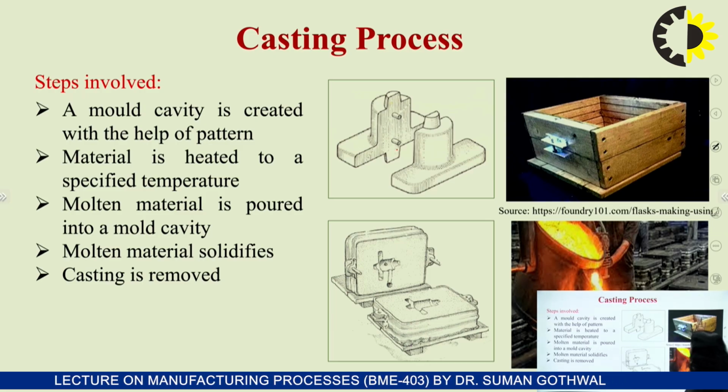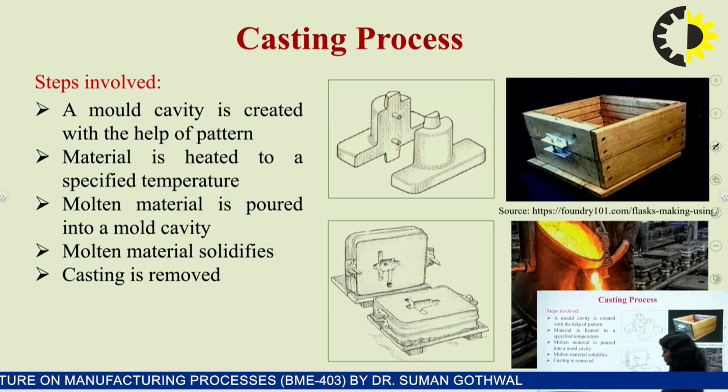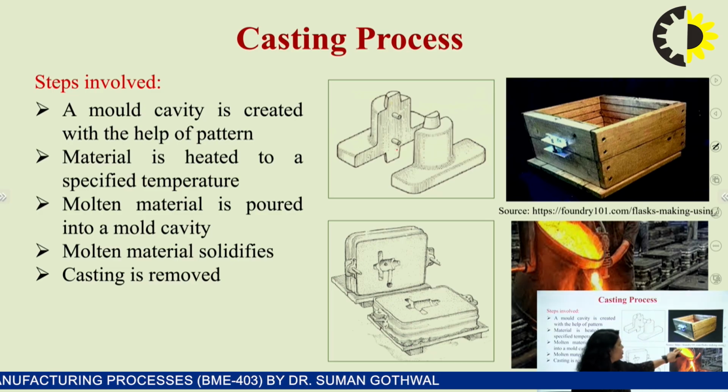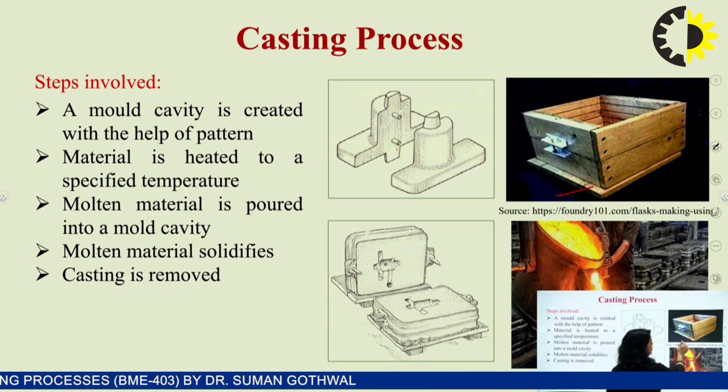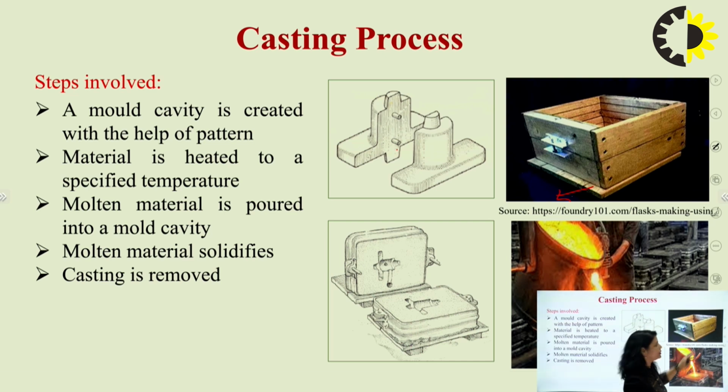Now we can see there are two boxes and one board. This board is known as the bottom board, which will form the base. Then these are the two boxes or two flasks, known as the cope and drag. The upper one is the cope and the lower one is the drag, and these are aligned with the help of these pins. In this we will place the pattern, and then we will fill it with the help of sand.